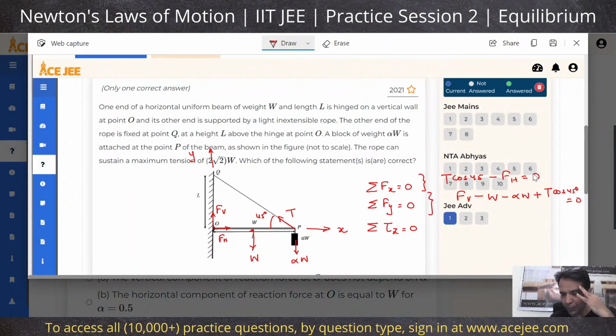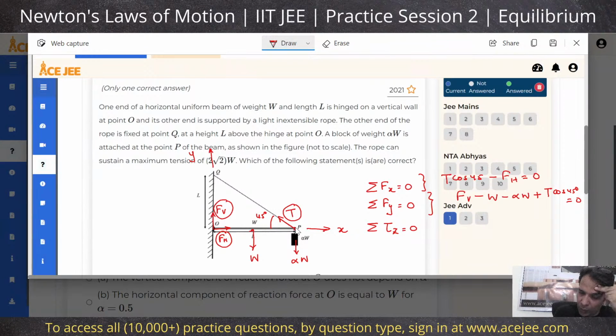Okay. Which ones are the unknowns? You have Fv as the unknown, which is what we're trying to find. You have Fh, and of course the tension T. So we need one more equation, and that we'll get from the summation of all the torques about the desired point being 0. Now, what point shall we take? I can take O, I can take P, I can take Q, I can take whatever I want. So let's say you take point P.